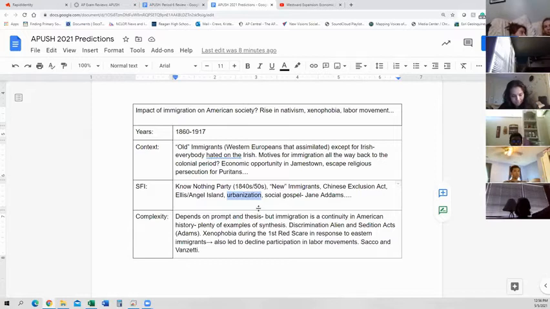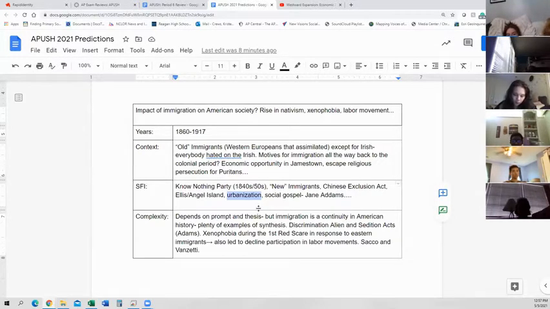And then obviously, if you're looking for nuance and synthesis, xenophobia is a continuity in American history. It started back with the Alien and Sedition Acts, back when John Adams was president. It's going to happen during the first Red Scare after World War I, a very similar kind of situation. So I like this one a lot. It's from the 19th century, definitely period 6. But I think you have a lot of opportunities if they keep the prompt simple enough and if they pick the right documents.